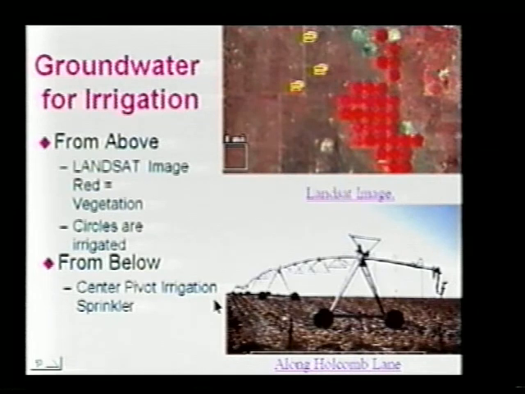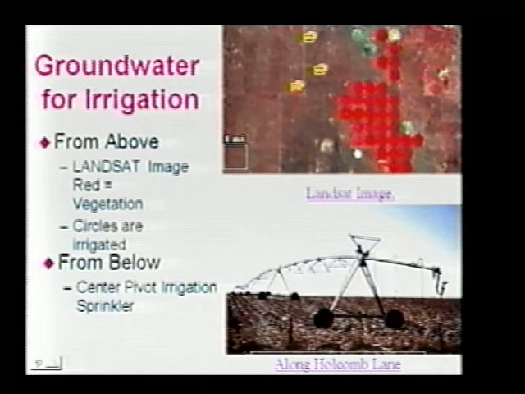But let's see how groundwater is actually used. This image here is showing, there's two. The satellite image at the top shows these red circles. Now, they're not really red, they're green. Red is a false color which is used by the satellite operators to make the images easier to read.